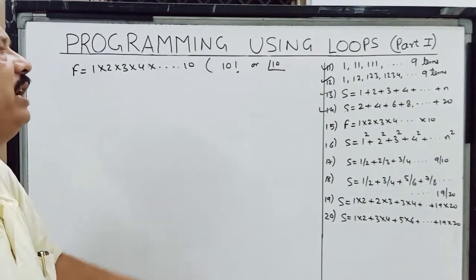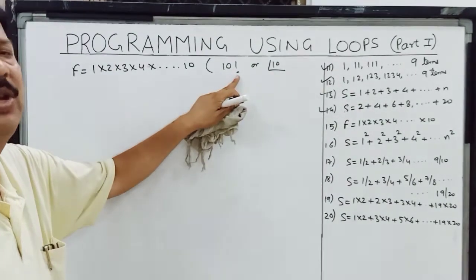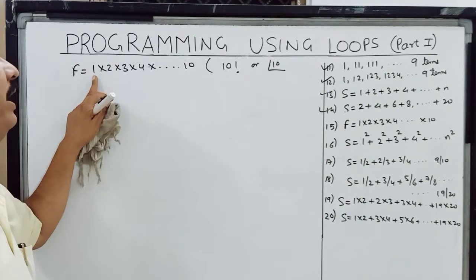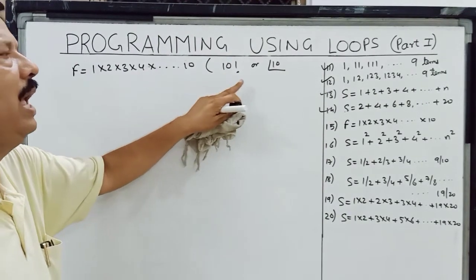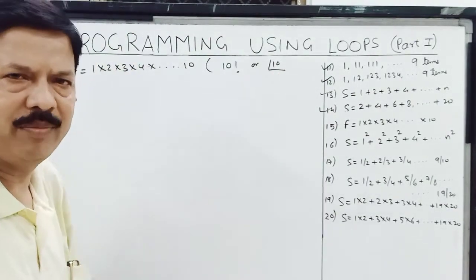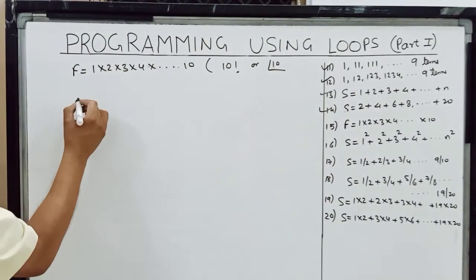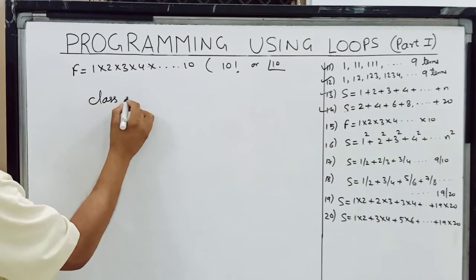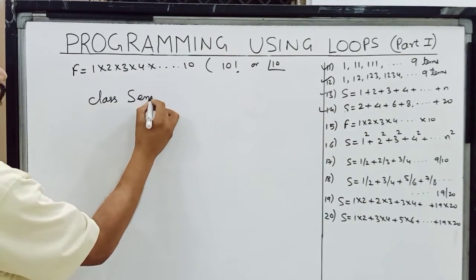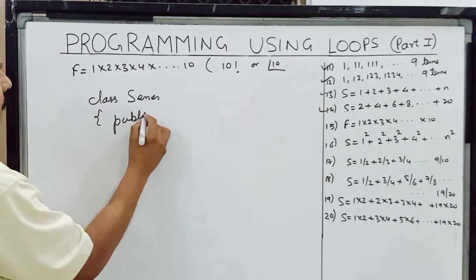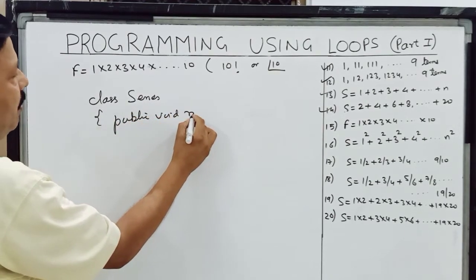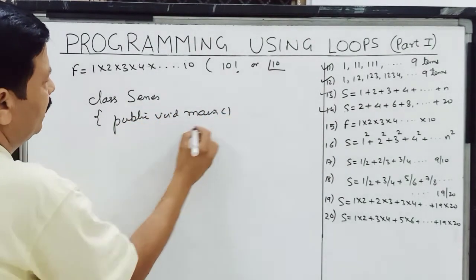So if you see a value written like this with an exclamation mark, it is asking you to find out the product of all the natural numbers from 1 to 10. And this also means the same thing. So this is the factorial we are calculating. So class series, public void main, nothing to input.